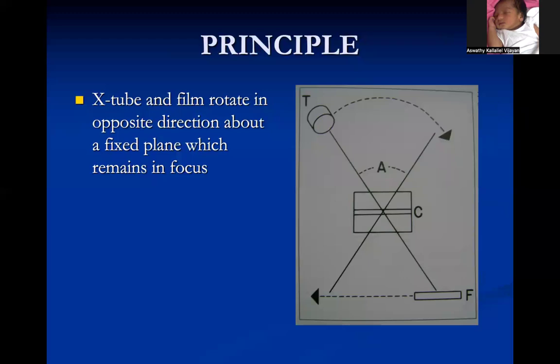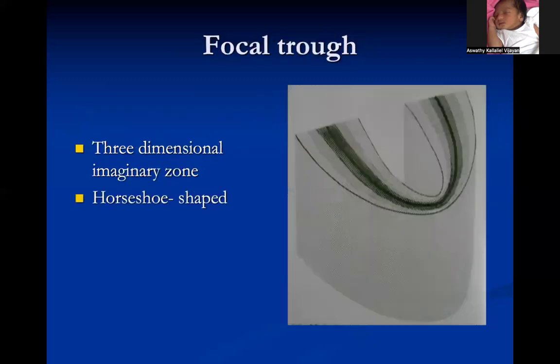Principle of OPG: the X-ray tube and film rotate in opposite directions about a fixed plane which remains in focus. Focal trough is a 3-dimensional imaginary zone which is horseshoe shaped, where the patient is supposed to stand while taking an OPG.